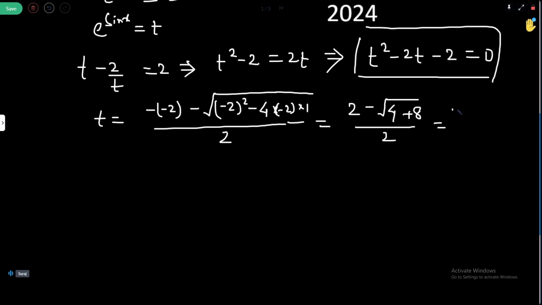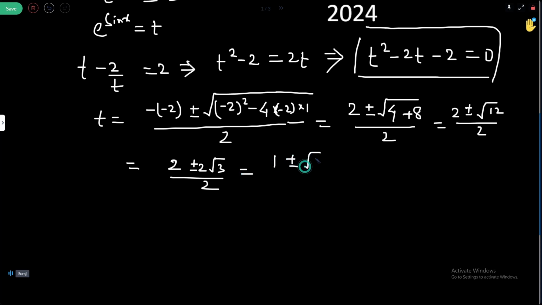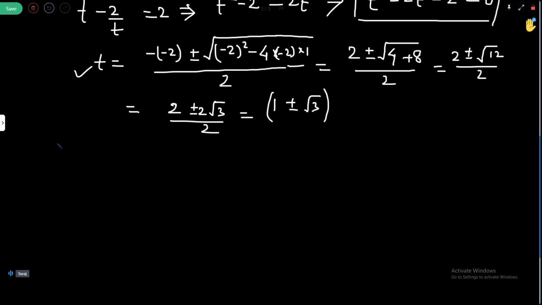This is written as 2 plus minus the square root of 12, divided by 2. With more simplification you will get 2 plus minus 2 root 3 divided by 2, or it is written as 1 plus minus root 3. This is your solution for t, but you supposed t equals e to the power sin x.